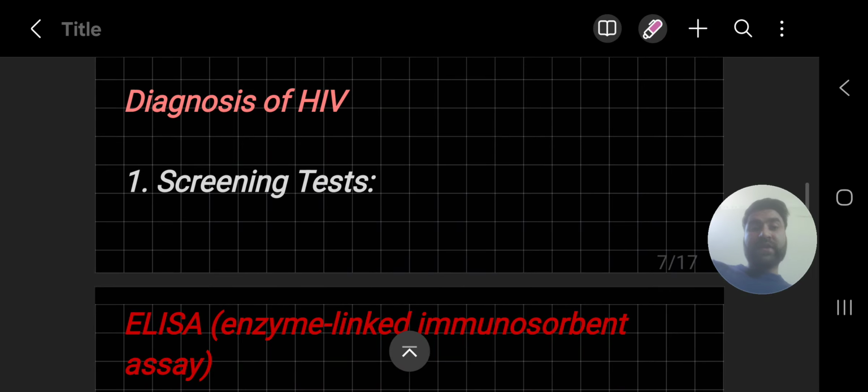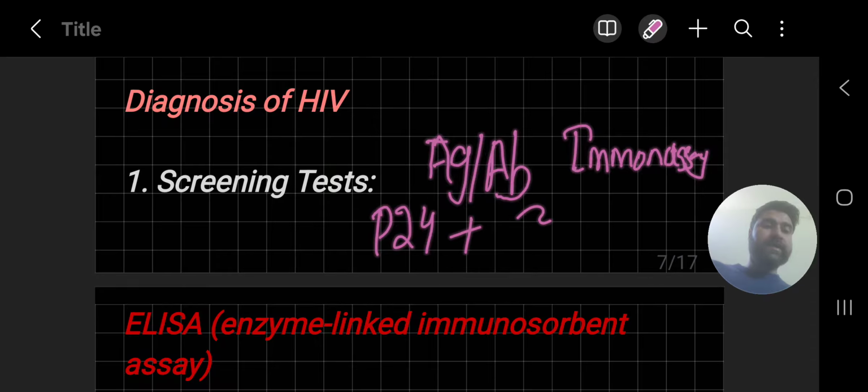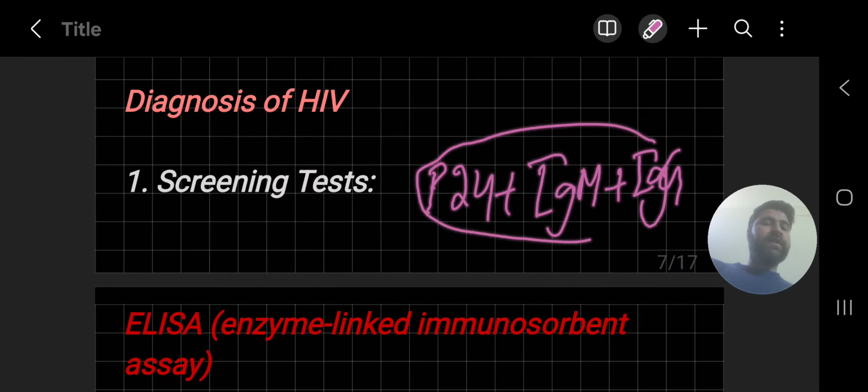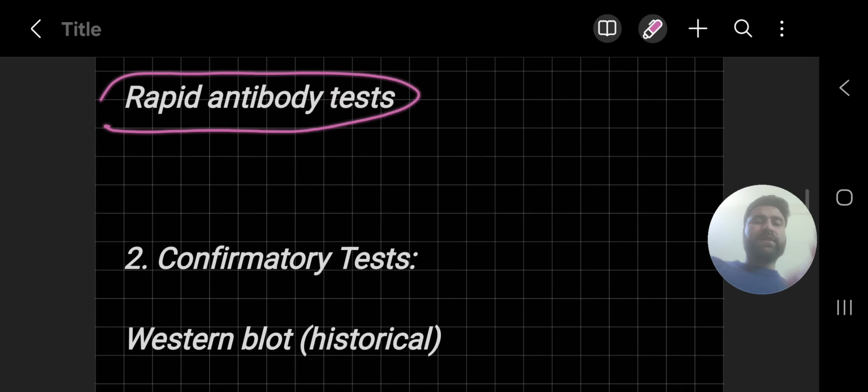Now, how will you diagnose HIV? You have to go for screening tests. The most important screening test is the antigen antibody immunoassay. This test detects P24 antigen plus IgM or IgG antibodies against HIV. So this test, P24 plus IgM plus IgG detection, is the first test, and if it is positive it means you can have infection. Then other rapid antibody tests are also available.